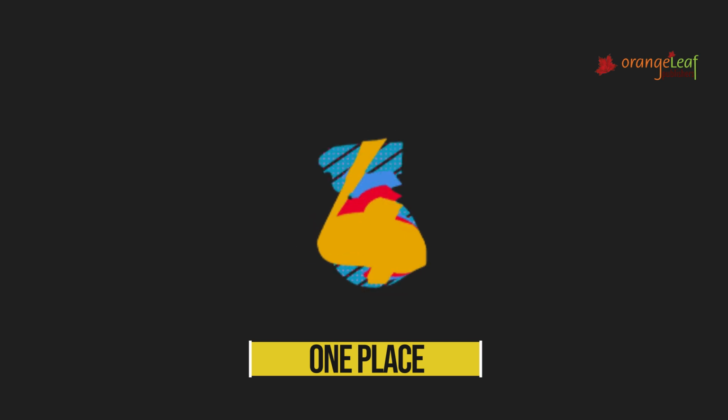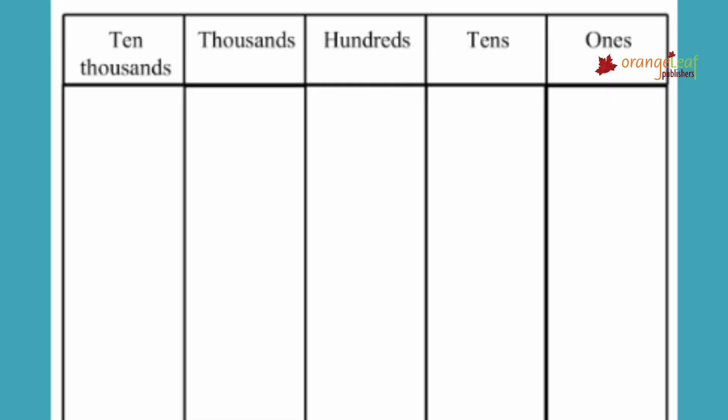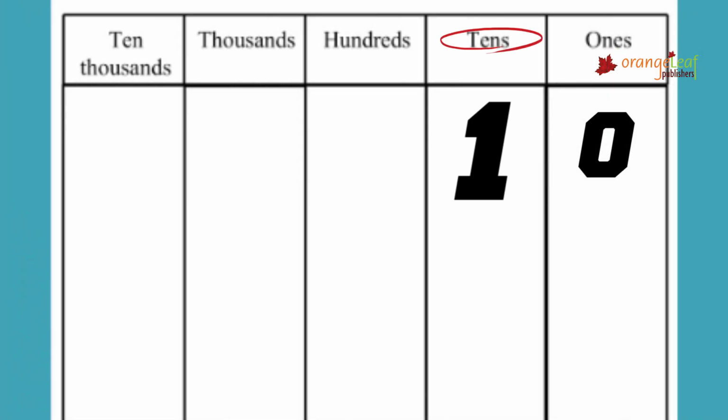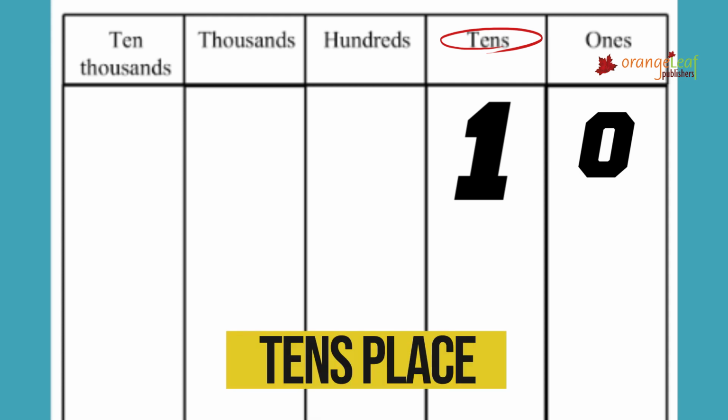We use one place to write these numbers. 1, 2, 3, 4, 5, 6, 7, 8 and 9. This place is called the ones place. After 9 comes 10, but we cannot write 10 in the ones place. So, we write 0 in the ones place and 1 in the tens place. 0 is the ones place, 1 is the tens place. We call this place the tens place.